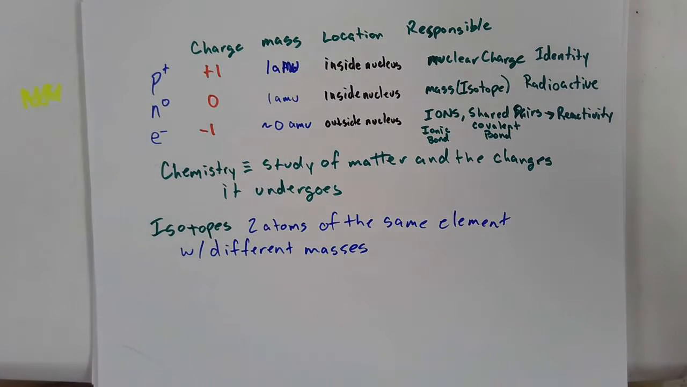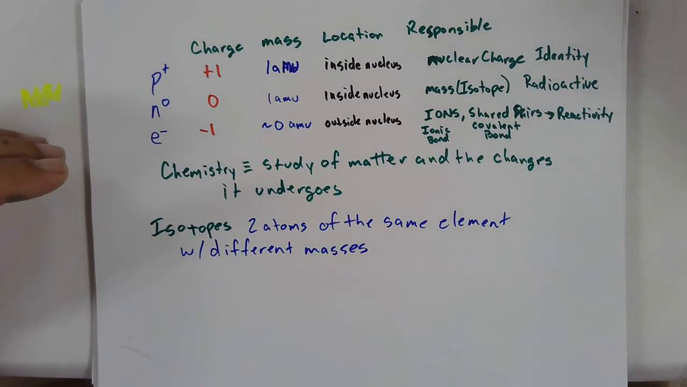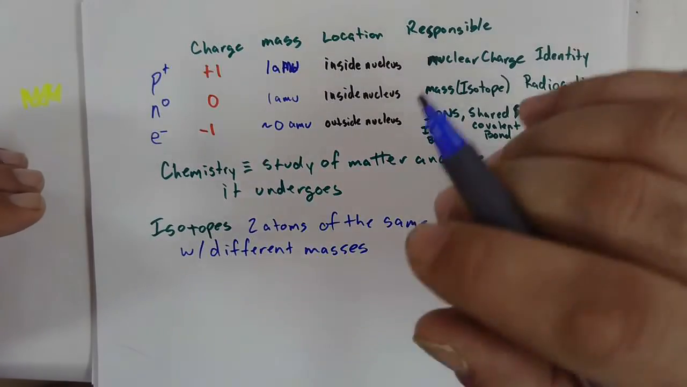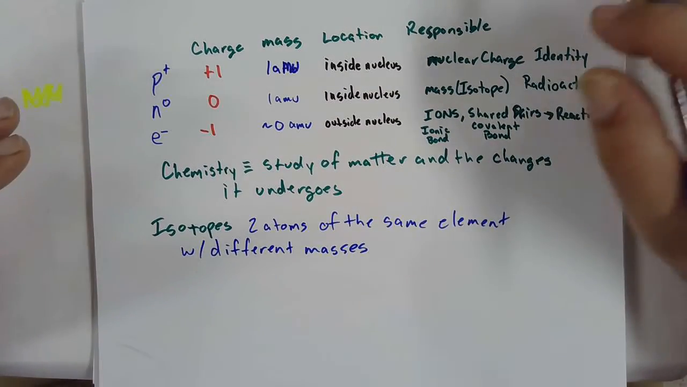What's a particle that changes to give us different...? Go ahead. The neutrons. Neutrons change to give us isotopes. The electrons change to give us ions. Protons provide us the identity. I cannot change protons ever.